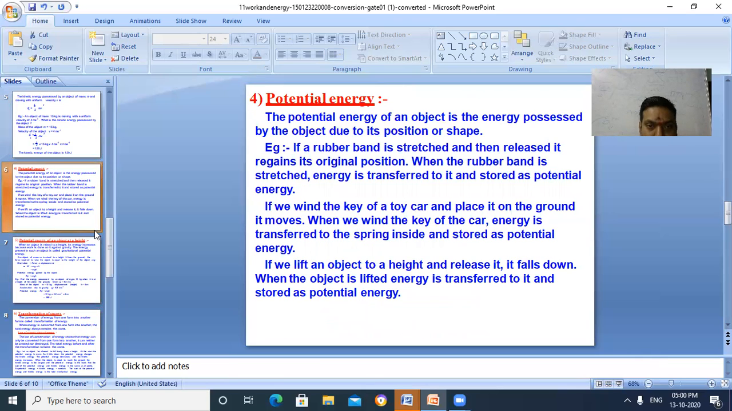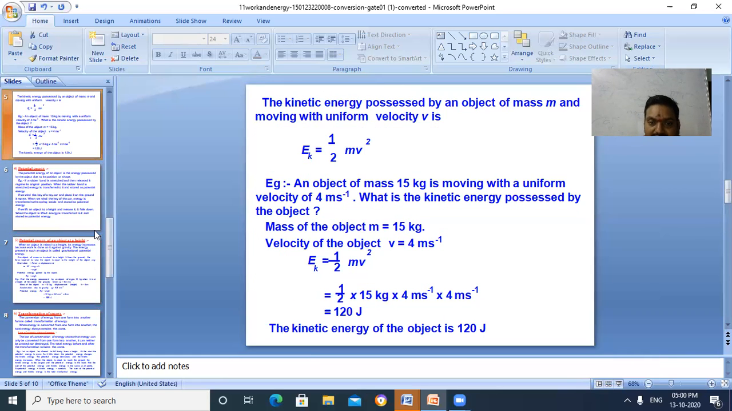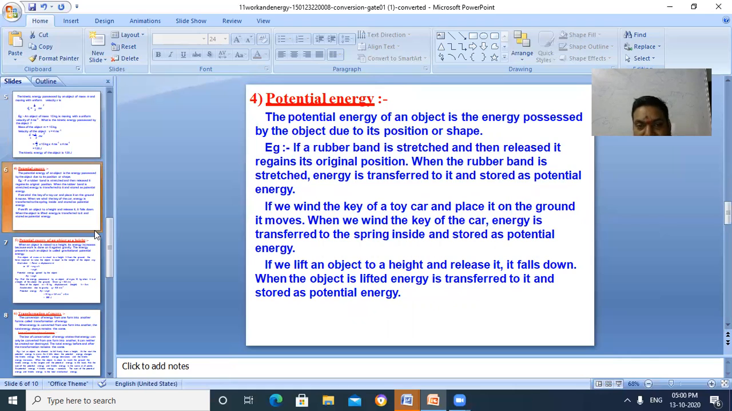Now, then potential energy. Once we see kinetic energy, which is half mv square, and see an example, it is again coming in joule. Now, finally, what next is potential energy, which is actually the energy possessed by an object by virtue of its position or shape. Like if a rubber band is stretched and then released, it regains its original position. You understand? Now, when the rubber band is just stretched, energy is transferred to it and stored as potential energy.